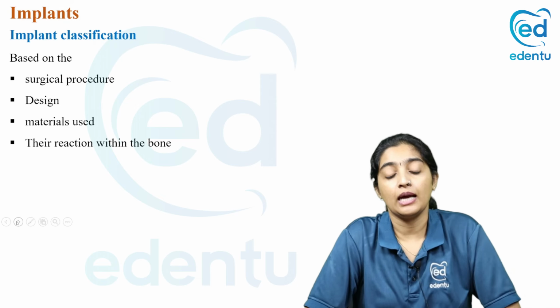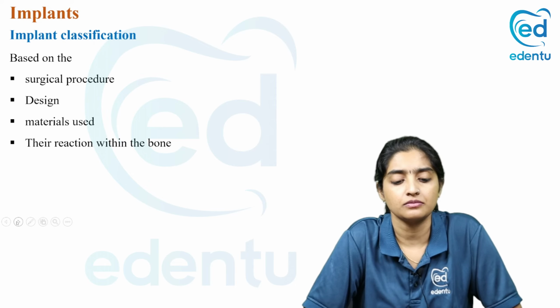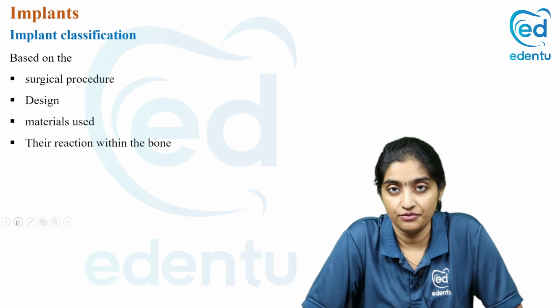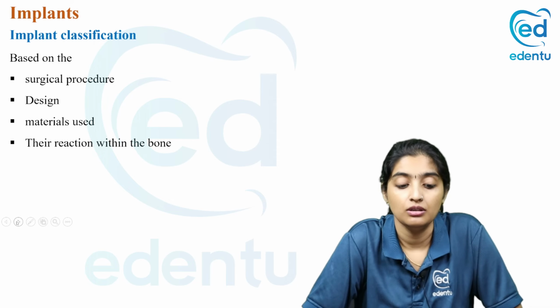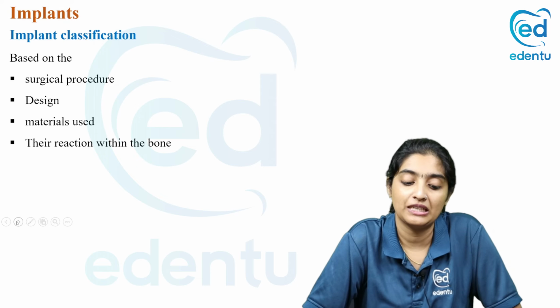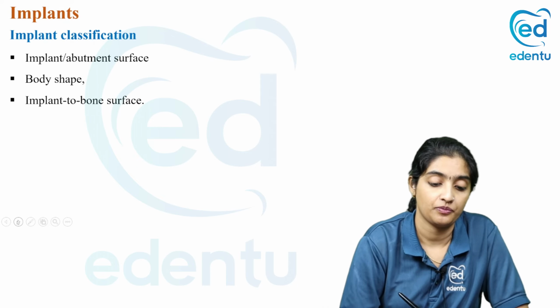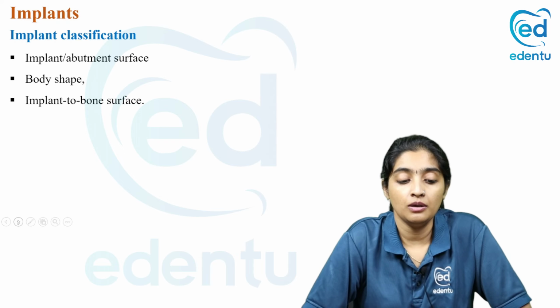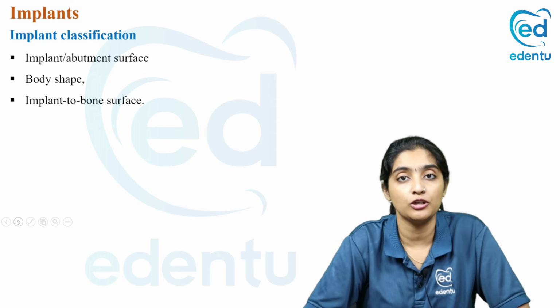Coming to implant classifications. So these were the parts of an implant. Coming to the classifications, you have based on the surgical procedure, based on the design, based on the material used, and based on the reaction with the bone. Also based on the implant abutment surface, body shape, and implant to bone surface.